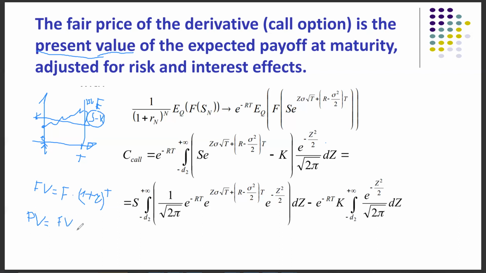And what we need to do is future value. Future value equals present value multiplied by (1 plus r) to the power t. So present value is future value divided by (1 plus r) to the power t. Yes, you're right. Thank you.